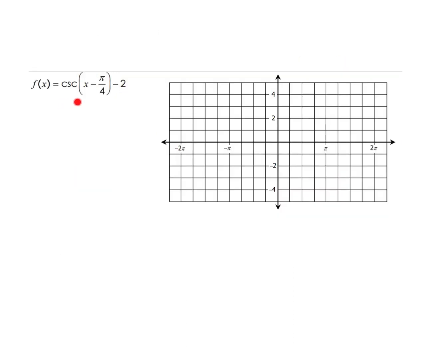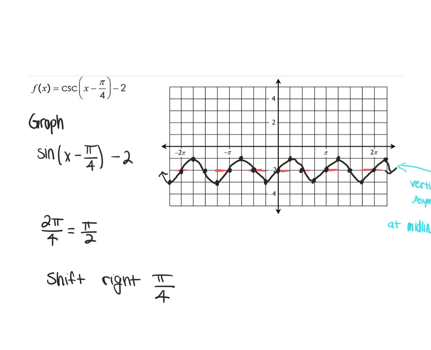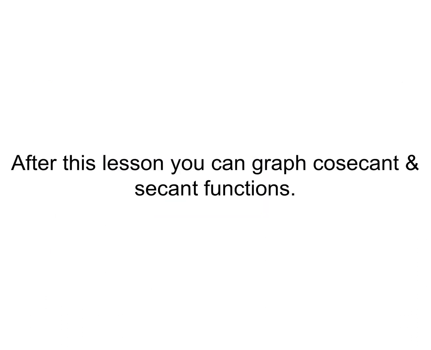Here we have f of x is cosecant of x minus pi over 4 minus 2. So we're going to graph sine of x minus pi over 4 minus 2. So we have our vertical asymptotes at our midline here. Then we just go ahead and draw our curves. After this lesson, you can graph cosecant and secant functions.